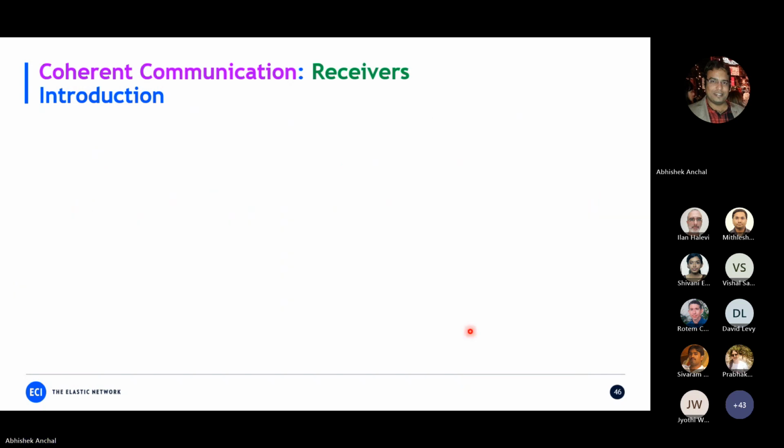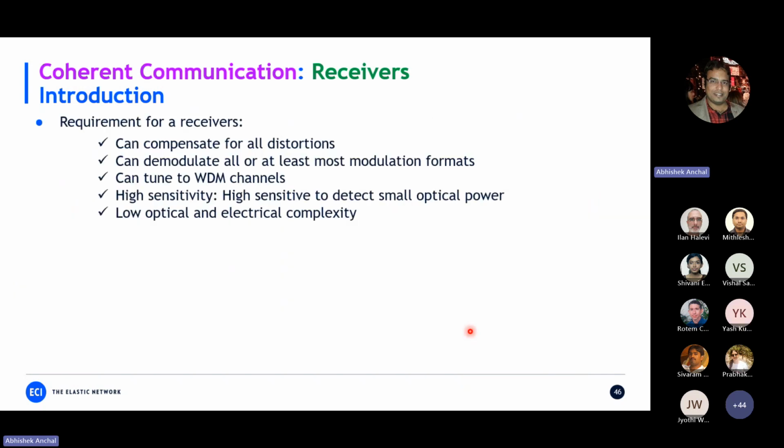So what are the requirements for a good receiver? The first requirement is that it must compensate all the distortion in the symbols. Second, it must demodulate at least the most commonly used modulation formats. The third is that it must handle the WDM channels, because we use WDM, so we need to separate out each individual channel.